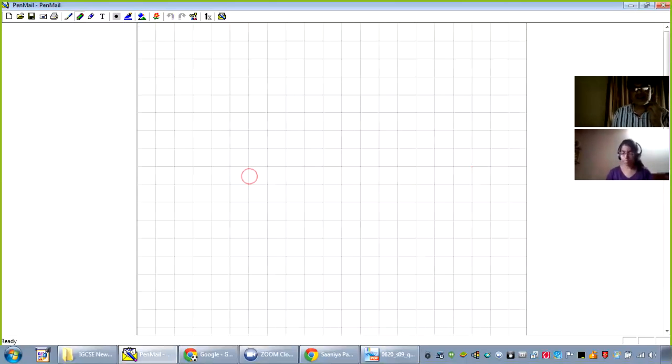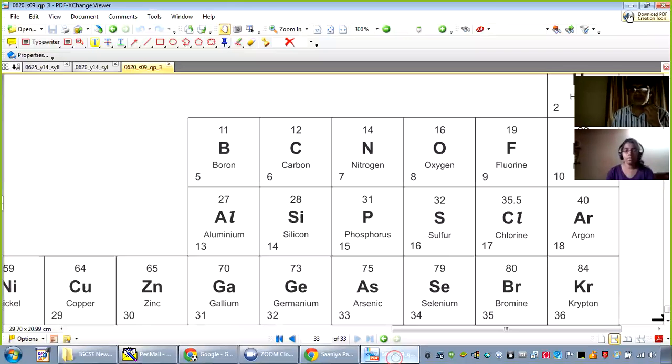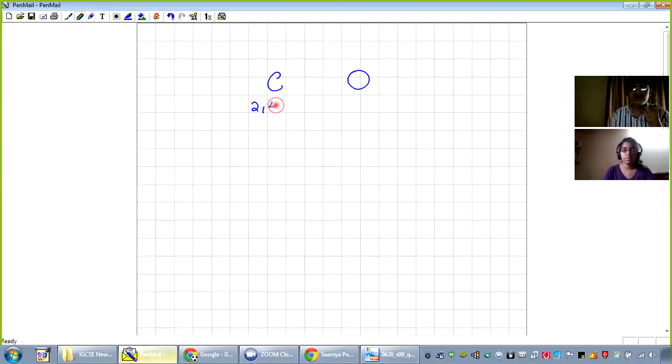I'm going to consider some other examples of valency. Let me take carbon, which is going to combine with oxygen. From the periodic table, tell me the atomic number of carbon. Its atomic number is 6. So what will be its electronic configuration? 2, 4. Correct. The electronic configuration of oxygen, atomic number 8, is 2, 6. So for carbon and oxygen, first of all, what will be the valency of carbon?